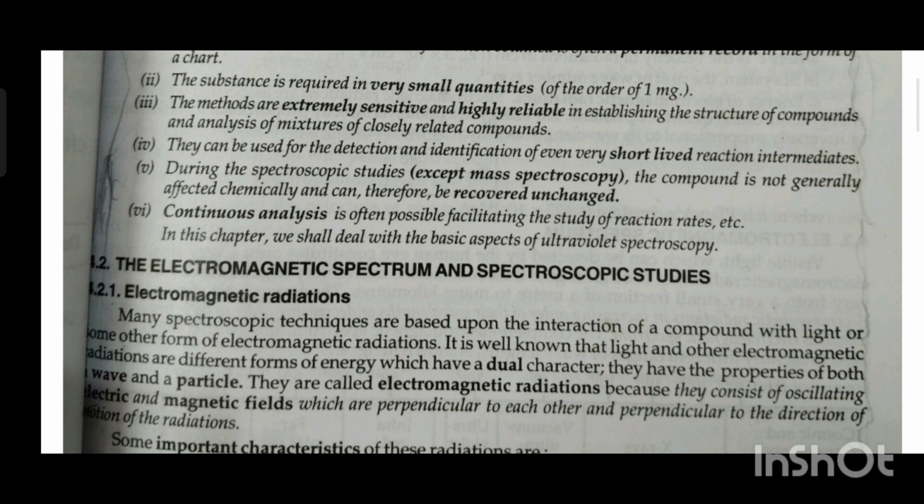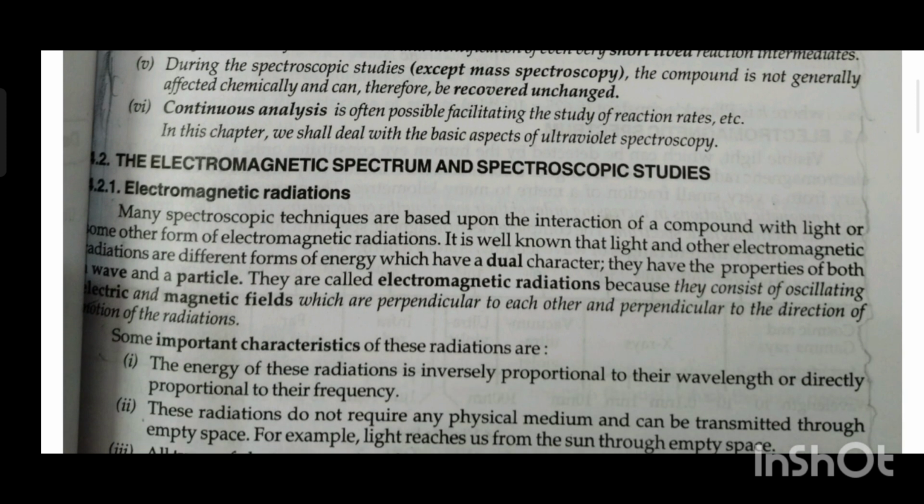Electromagnetic radiation. Many spectroscopic techniques are based upon the interaction of a compound with light or some other form of electromagnetic radiation. It is well known that light and other electromagnetic radiation are different forms of energy which have a dual nature. They have the properties of both wave and particle. They are called electromagnetic radiation because they consist of oscillating electric and magnetic fields which are perpendicular to each other and perpendicular to the direction of propagation of the radiation.